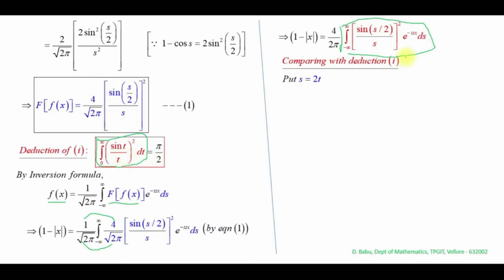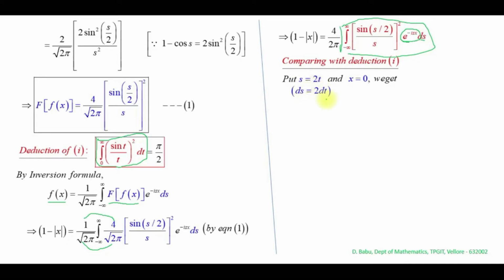Next, we don't need this term. Therefore put x equal to 0, then this term becomes 1 because anything power 0 is 1. Substitute x equal to 0. Now when s equals 2t, we need ds. Differentiating on both sides, we get ds equal to 2 dt. So ds equals 2 dt.